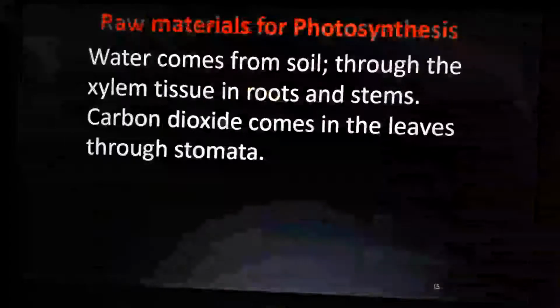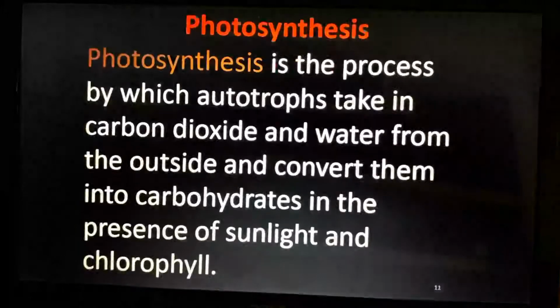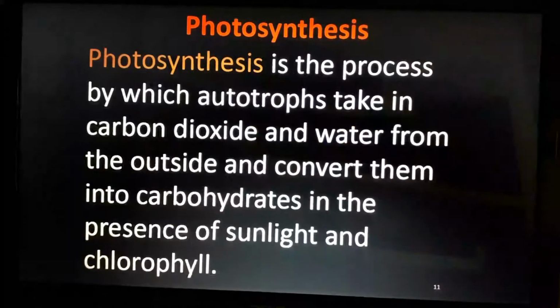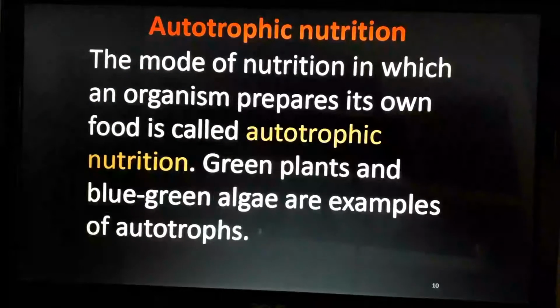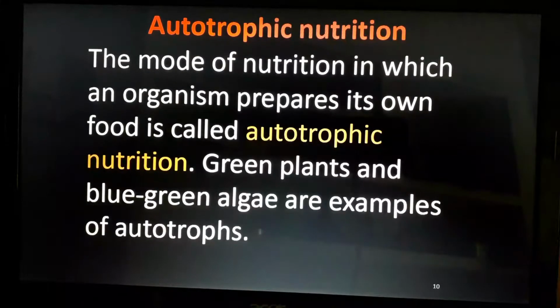Let's start with autotrophic nutrition. It's a simple process. First one is photosynthesis, very important. Actually we can say that this is the base, the base of everything. If there was no photosynthesis, what would have happened? I think in 6th standard you already studied about this. Photosynthesis is the main base of autotrophic nutrition.